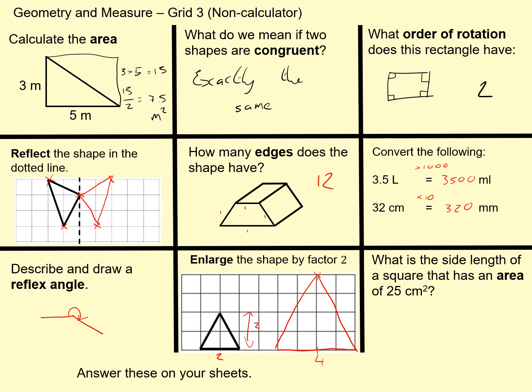And lastly, what is the side length of a square that has an area of 25 centimeters? So if we imagine our square, it's got an area of 25. Now remember that a square, all of its sides are the same, and the area of a square is base times height. So we want the number that when multiplied by itself gets me 25, so the side length must be 5. Because 5 times 5, or 5 squared, is 25. And the other way of doing that is to just find the square root, which is what we've done. Square root of 25 is 5, so side length equals 5 centimeters. That's the geometry questions.